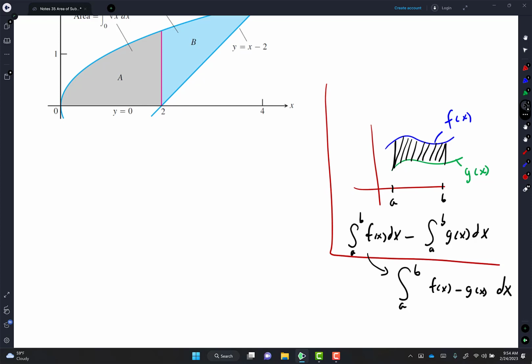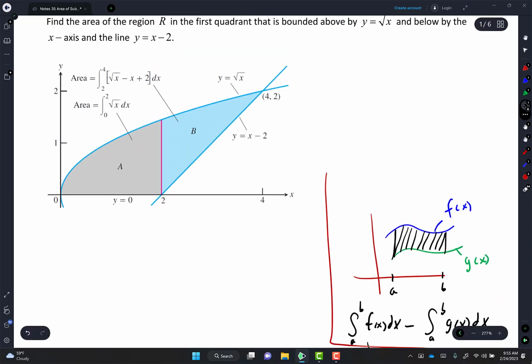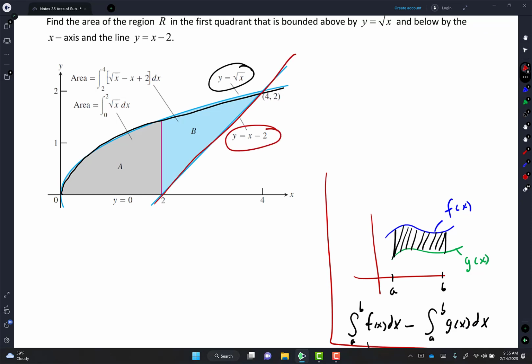All right, so that's what we're doing. So check it out. This curve here in black is the square root of x. And this linear line here in red is x minus 2. Notice that they cut this up into two regions. There's a reason for that. Square root of x, the region A, just goes between square root of x and this 2 here. So region A.